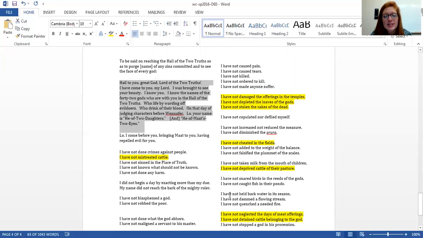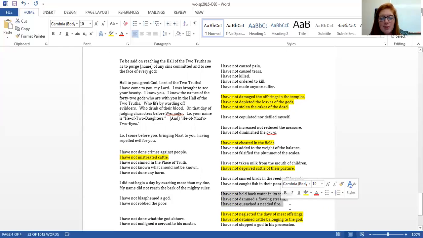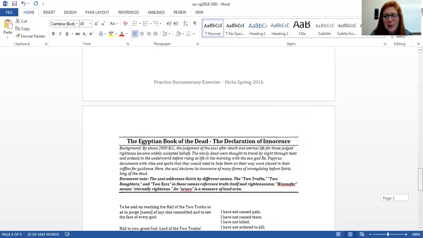But then he gets to this stanza right here, talking about: I've not held back water in its season. I've not dammed a flowing stream. I've not quenched a needed fire. To me, it just seems a lot less straightforward. I don't really get what he's talking about.